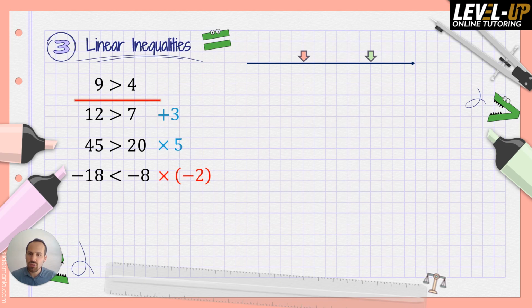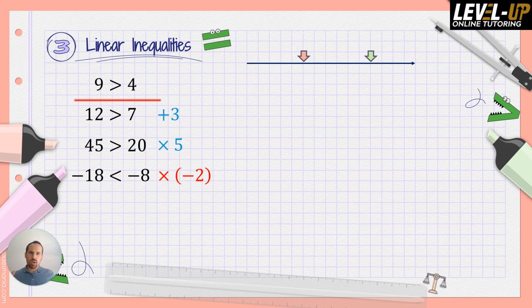Now, if we take a scenario like this, say we multiply by minus 2, you see what happens? The 9 becomes minus 18, the 4 becomes minus 8. And minus 18 is less than minus 8 because it's more negative. And it's not because we multiplied by 2. That's fine. Multiplying by any positive number is fine. It's because we've multiplied by a negative number.